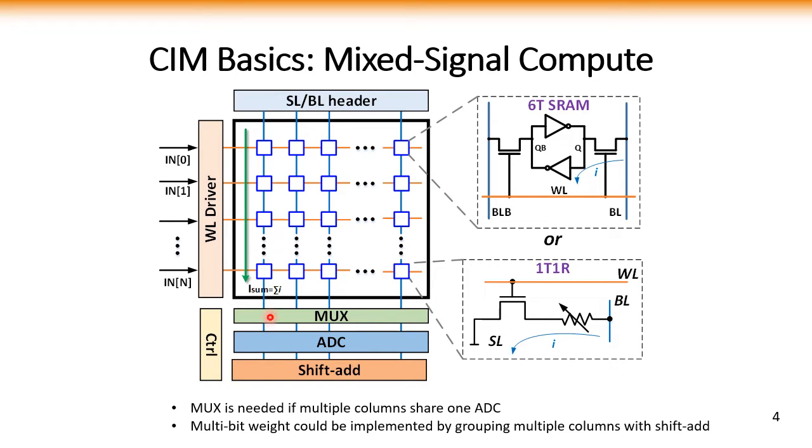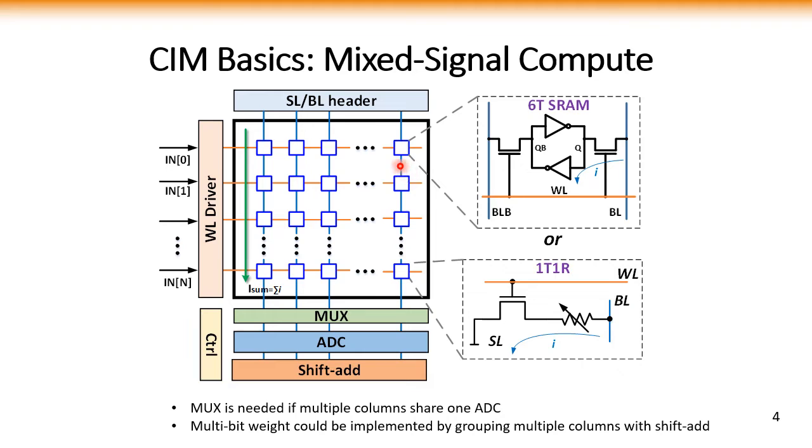At the end of the column, the current sum represents the partial sum of the computation, and then we may later use the peripheral logic to reconstruct the significance of the weights if the multi-bit weight has to be used in the neural network. For example, if we have 8-bit weight in the neural network, but the memory array can be only 2 bits per cell, therefore we need 4 memory cells to represent the 8-bit weight through the digital shift and add after the ADC. And also we may need the mux to share the ADC among multiple columns if the ADC takes too much area. So the time multiplexing may be needed at the edge of the array.